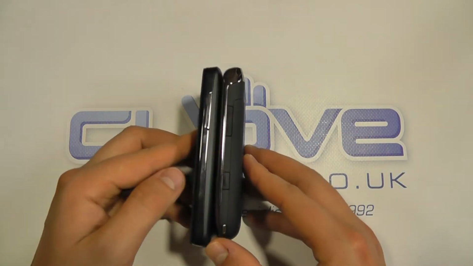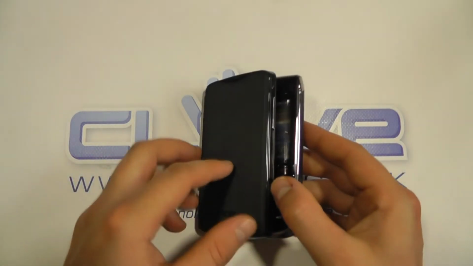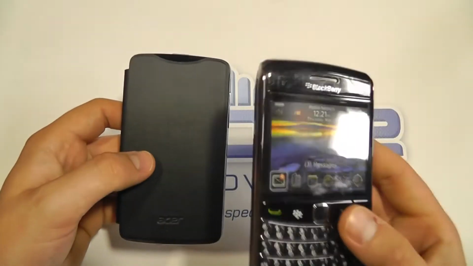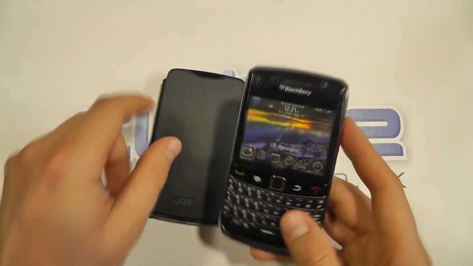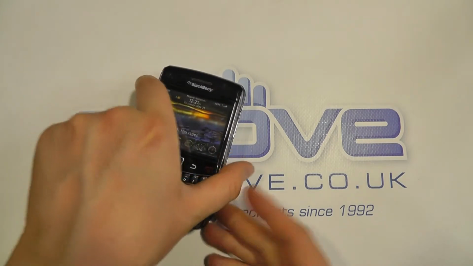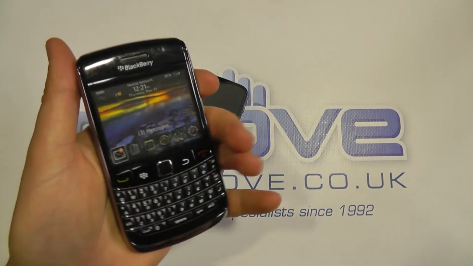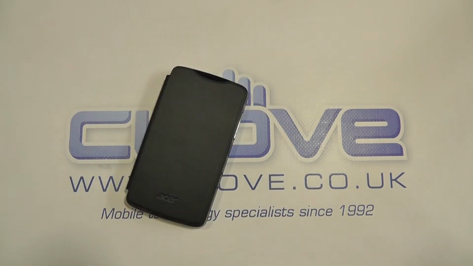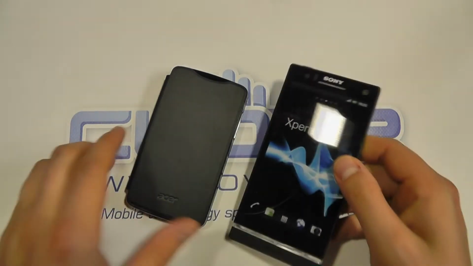You've got the slight curvature on the Blackberry, and you've got a similar sort of curvature on the top there of the Acer. Thickness wise, very comparable, and probably weight wise the 9700 is the heavier, but if you had to make a direct comparison, the 9700 would be the closest in terms of the actual feel in the hand to the Acer Liquid.